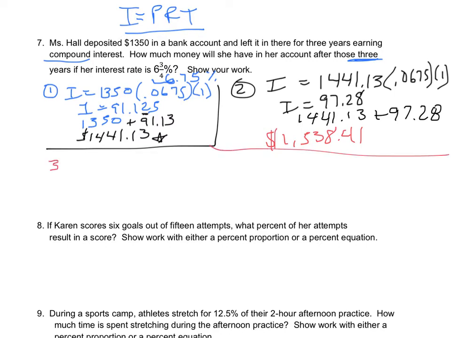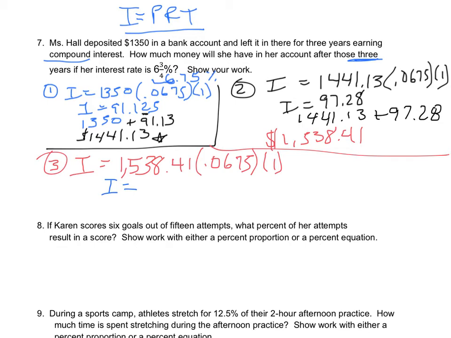Okay, now for number 3, this is how many years we've combined it for. I equals, now our $1,538.41 times our same interest rate, 0.0675, times the 1 year. Okay, so you go ahead and you multiply that out, and you get your interest to equal about $103.84.